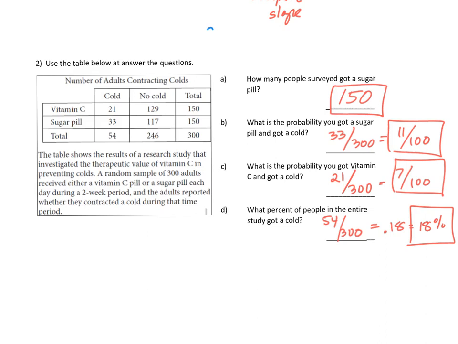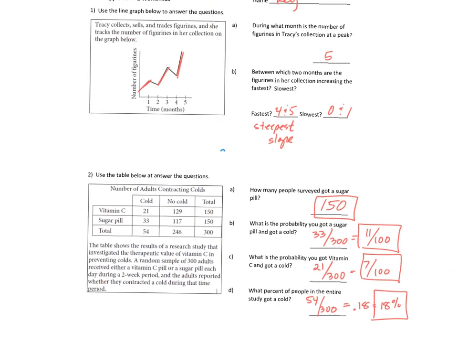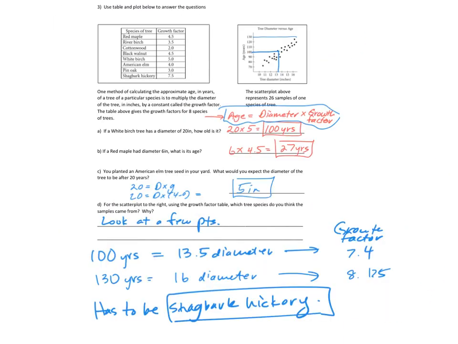So it looks like vitamin C does a little bit, maybe. This is the percent of people in the entire study that got a cold, right? So how many people got a cold? It's 54 out of the total 300. So about 18% of the surveyed people got a cold. All right, so that's page 1.